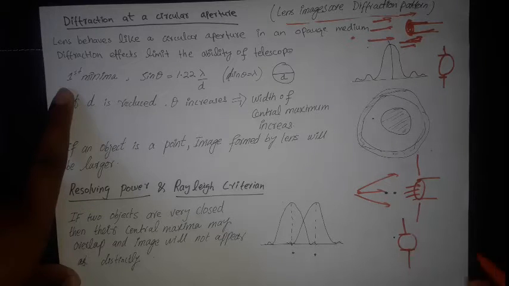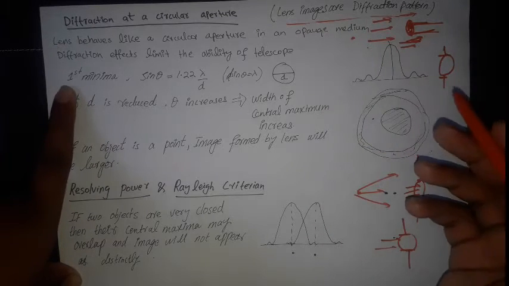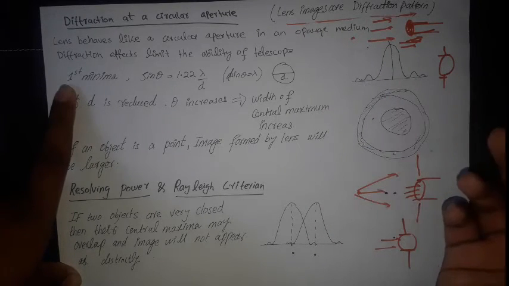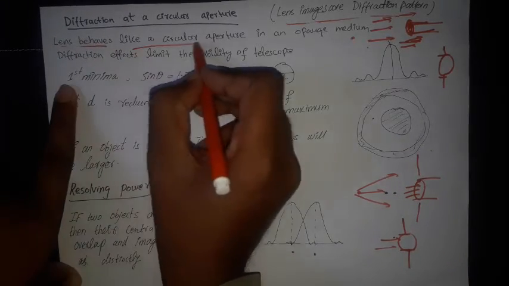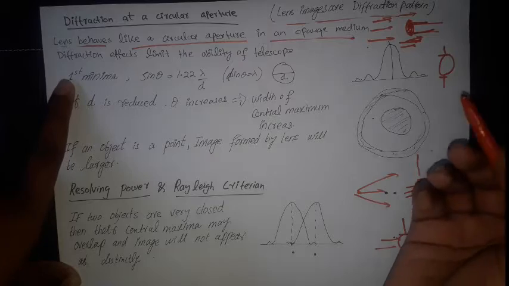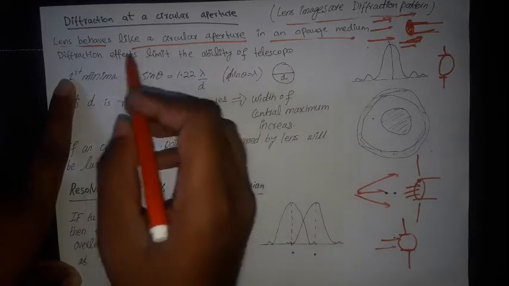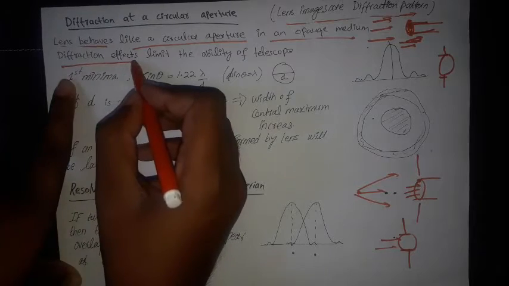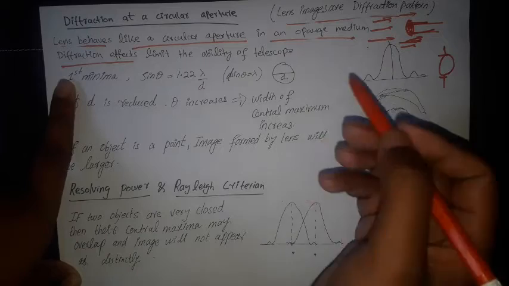So basically this can be assumed as an aperture of circular shape. So the lens images are basically the diffraction pattern from a circular aperture or lens. So the lens behaves like a circular aperture in an opaque medium. If it is behaving like a circular aperture, then there will be diffraction effects. So diffraction effects limit the ability of a telescope.